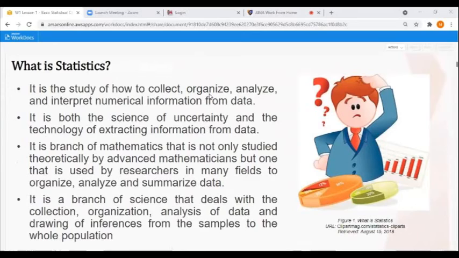So those are the things that the Okta research team does. Together with the Okta research team, we also have the DOH who publish their report through the different media outlets. So that also involves the collection, organization, and analysis of data and drawing of inferences from the samples to the whole population.